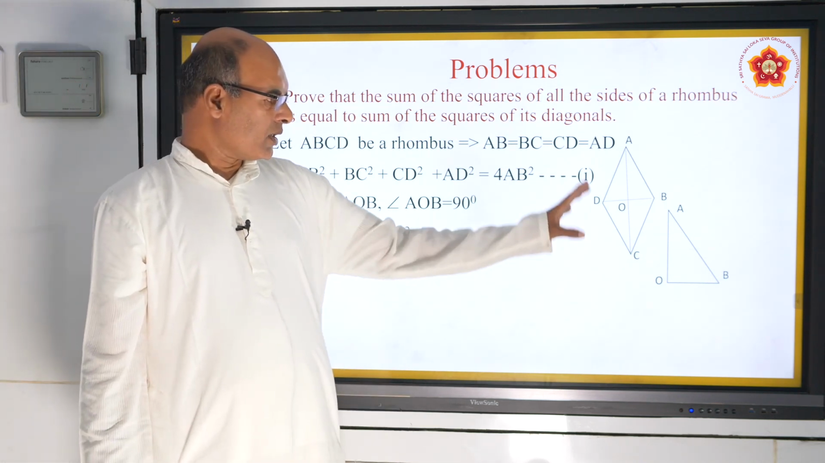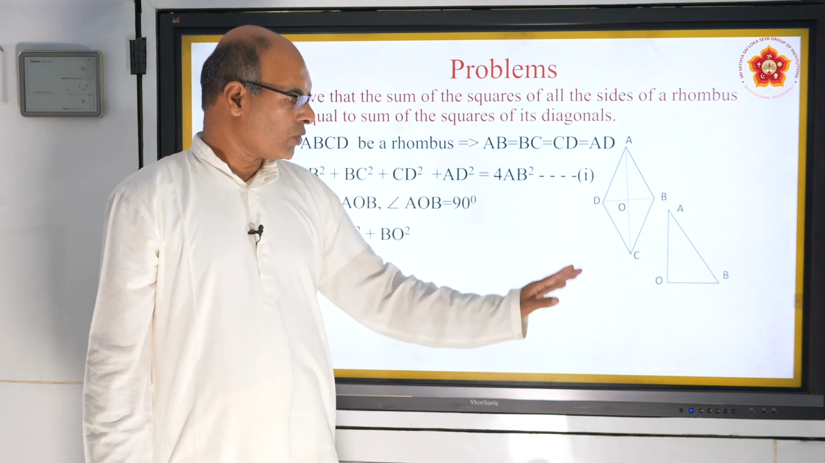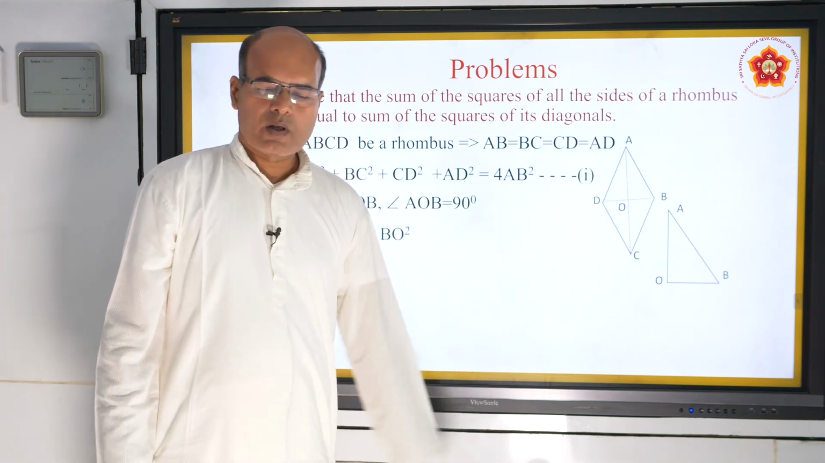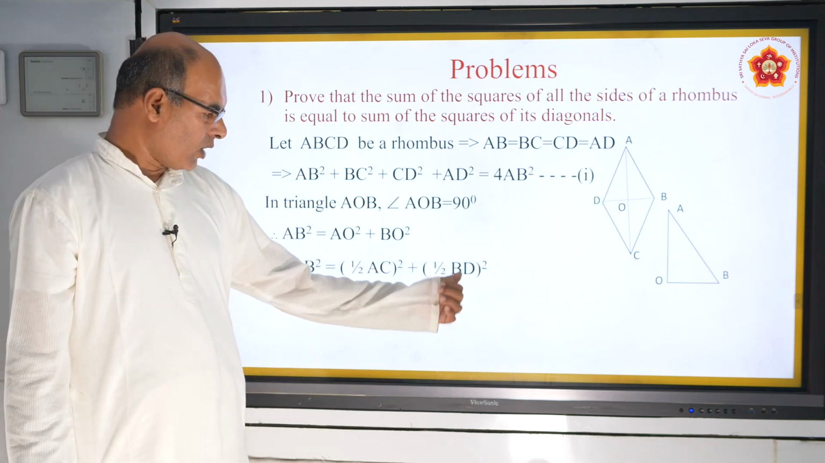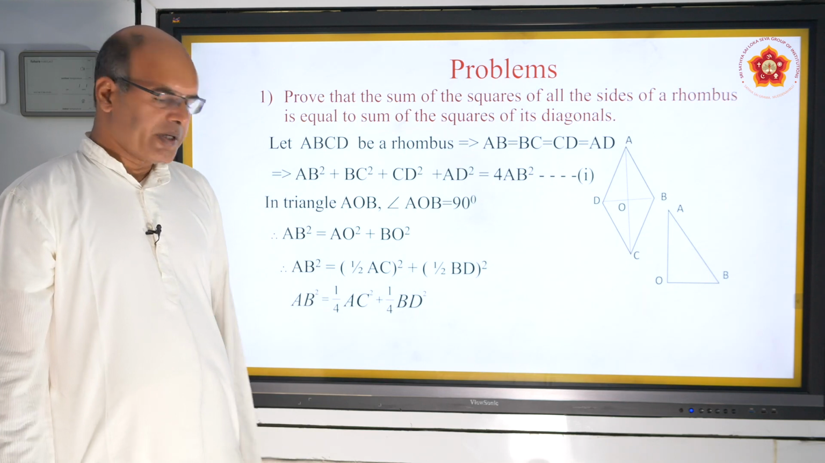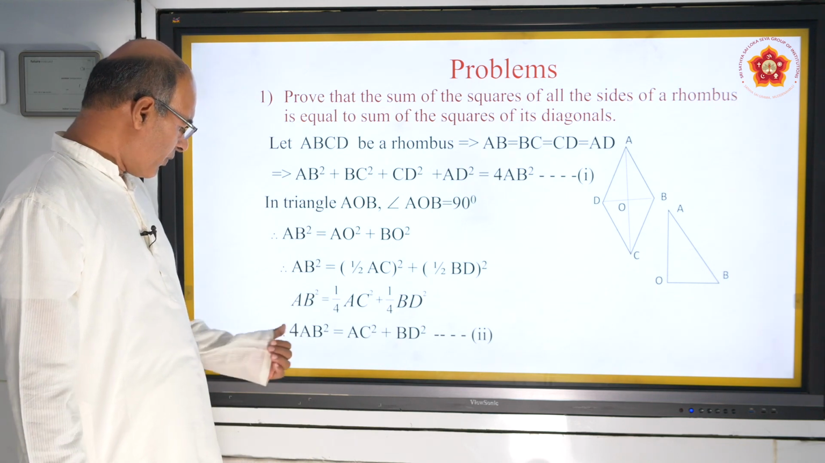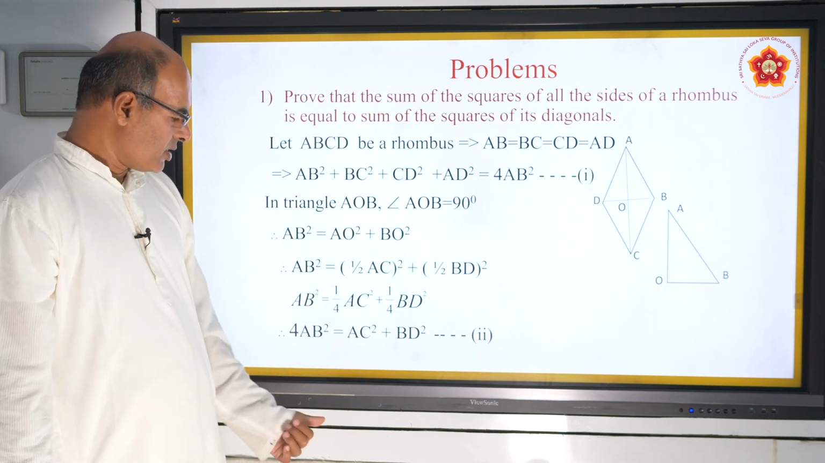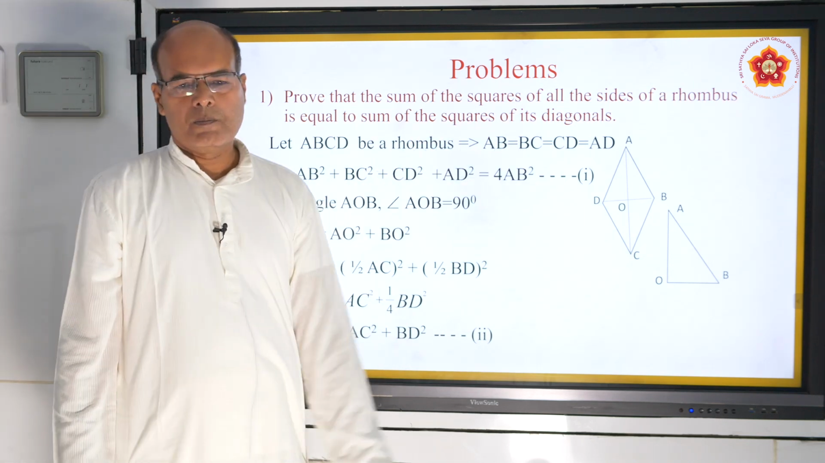You know the properties of the rhombus: the diagonals of the rhombus bisect each other. That means AC is equal to 2AO, or AO is half AC and BO is half BD. So I write here in the place of AO half AC, in the place of BO half BD. On squaring it becomes 1 by 4 AC square plus 1 by 4 BD square. Take 4 as LCM and cross multiply, you get 4AB square, that is the sum of the squares on all four sides. 4AB square is equal to AC square plus BD square. AC and BD are the diagonals, so this is the sum of the squares of the diagonals.